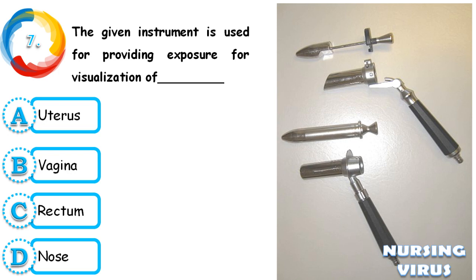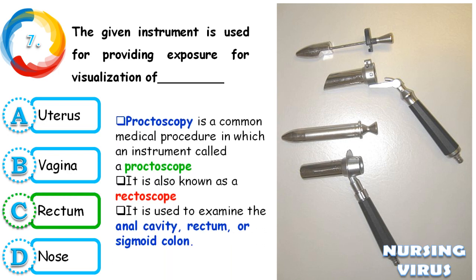Seventh image, the given instrument is used for providing exposure for visualization of the dash. The options are uterus, vagina, rectum, and nose. So here the correct option is rectum. The given instrument is named a proctoscope. It is used for proctoscopy, a common medical procedure. This instrument is also known as a rectoscope. It is used to examine the anal cavity, rectum or sigmoid colon.